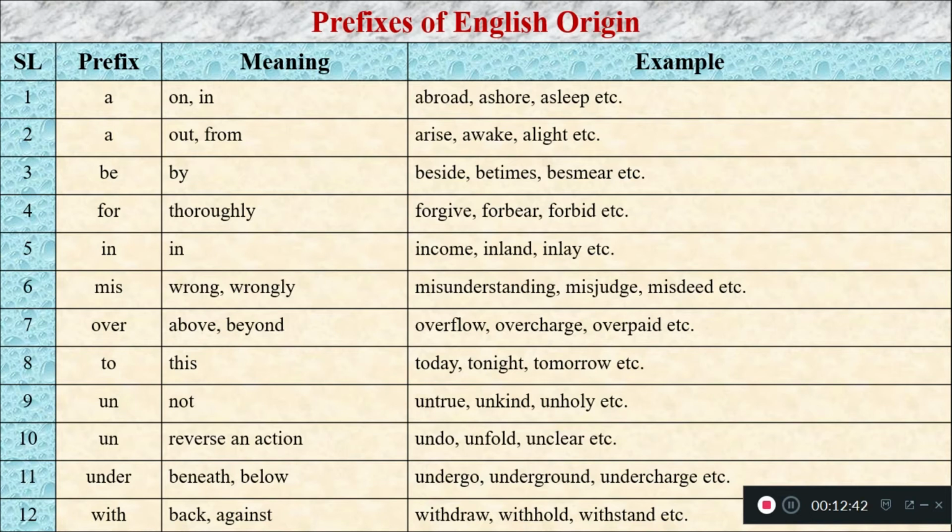Finally, the prefix with is used to indicate back or against. For example, withdraw means to take back. Withhold means to refuse or to keep back. Withstand means undamaged or unaffected, or as it was earlier. Now, let's look at some important prefixes originated from Latin language.